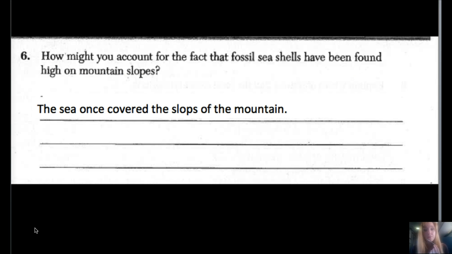Number 6, how might you account for the fact that fossil seashells have been found on high mountain slopes? Well, they have actually found seashells on the top of Mount Everest, and no, hikers did not bring them up there. But what happened is that plate tectonics once did not form a mountain, and it once was covered by the sea. And slowly over millions of years, the plates pressed forward and they created a mountain. And the fossils that were there once on the bottom of the seafloor were pushed up to the top of the mountain.